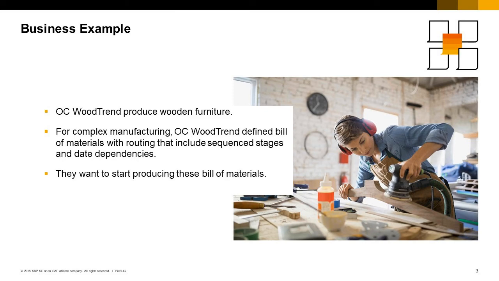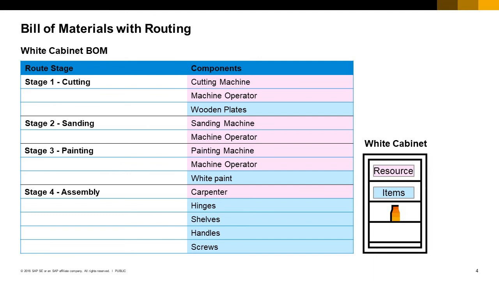OC Wood Trend produce wooden furniture. For complex manufacturing, OC Wood Trend defined bill of materials with routing that include sequenced stages and date dependencies. They want to start producing these bill of materials. In this scenario we examine the production process of a white cabinet bill of materials.